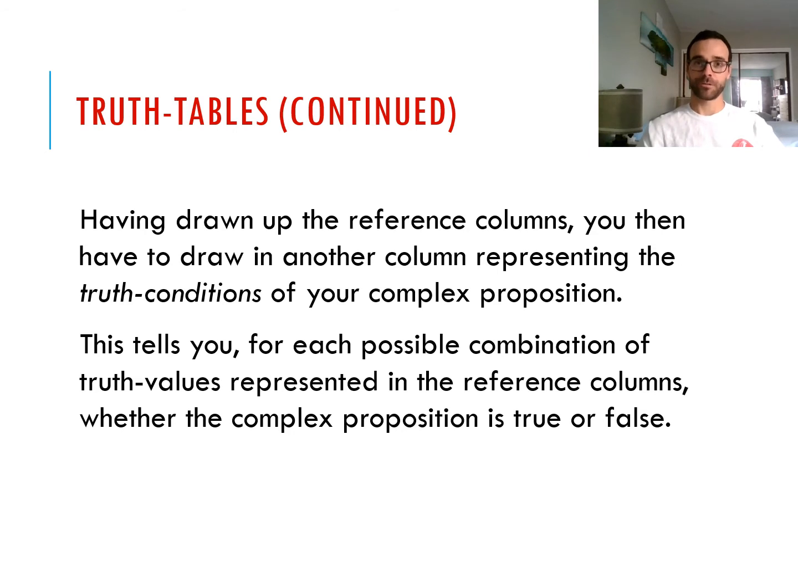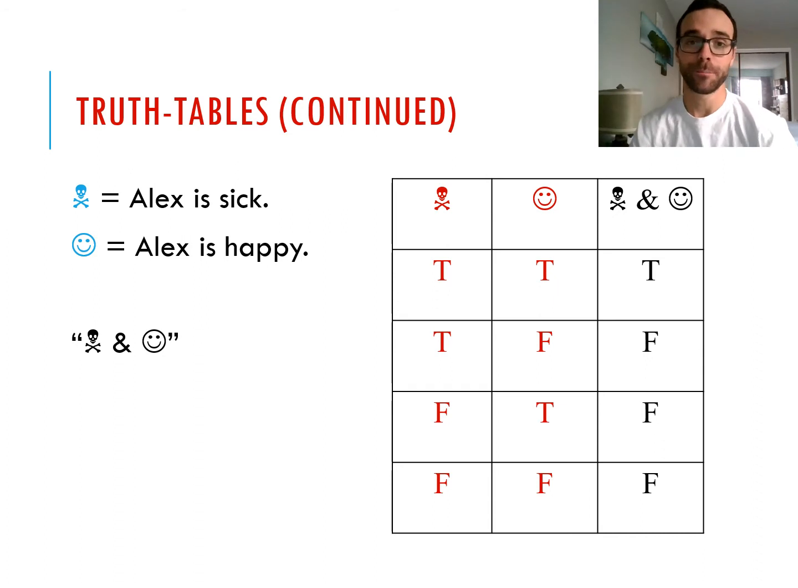Once we draw up the reference columns, we are then able to incorporate the symbolic connective in order to determine the complex proposition's truth character. For instance, if we have two simple propositions, Alex is sick and Alex is happy, and we combine those two simple propositions into a complex proposition that is a conjunction, such that we're using an and, Alex is sick and happy, we would set up a third column for that complex proposition using the two simple proposition reference columns. We can then determine the truth and falsity of the complex proposition.